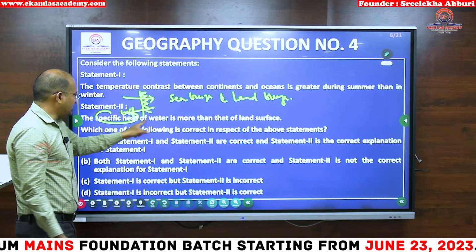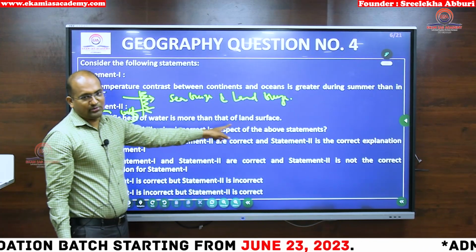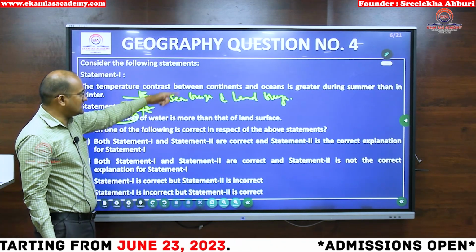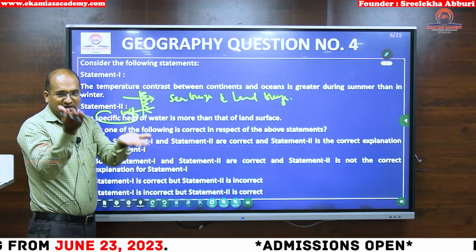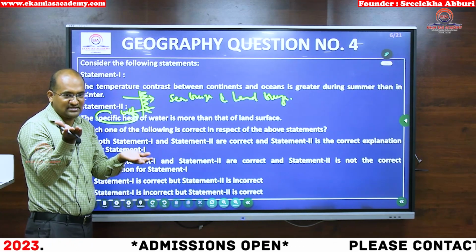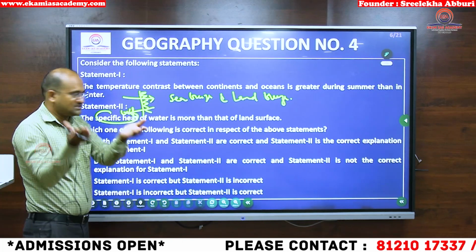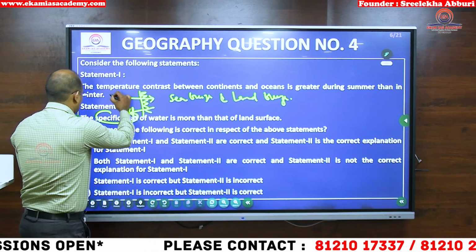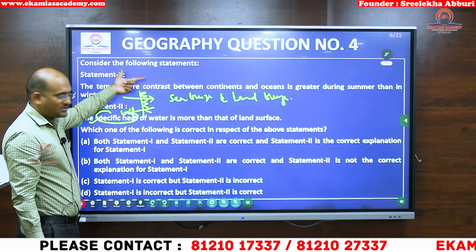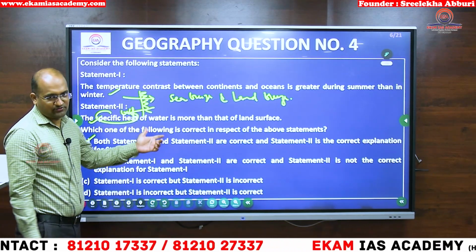So, the specific heat of water is more than that of the land surface. That is a true statement, because water takes more energy to raise its temperature by 1 degree centigrade, and this is the reason for the temperature contrast, because land will get heated fast and water will get heated slowly. That gives rise to temperature differences. So, this statement is correct, this statement is also correct, and this is the reason for that. So, the answer will be A. Okay. Basic science, basic geography, not difficult.